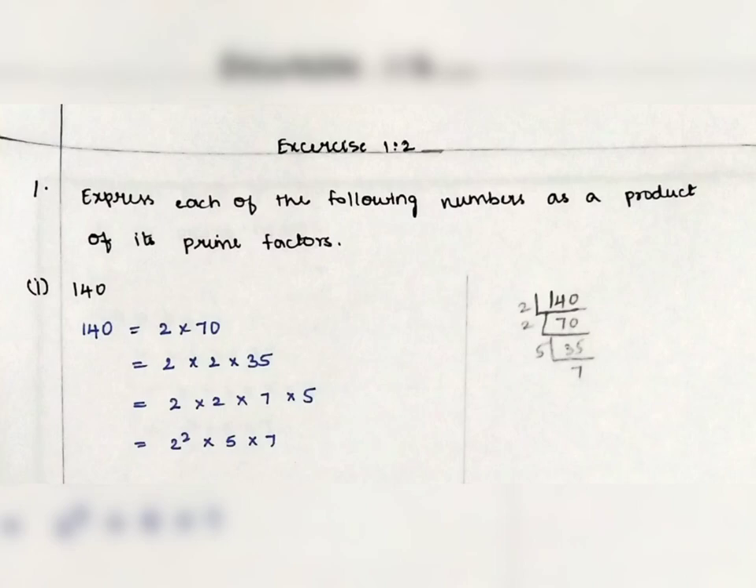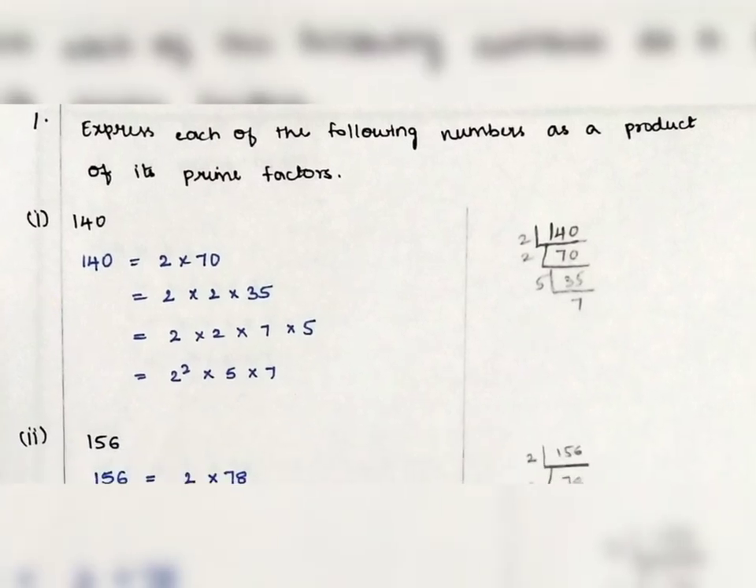Next exercise is exercise 1.2. Express each of the following numbers as a product of its prime factors. So, first one is 140. 140 can be expressed as 2 into 70.